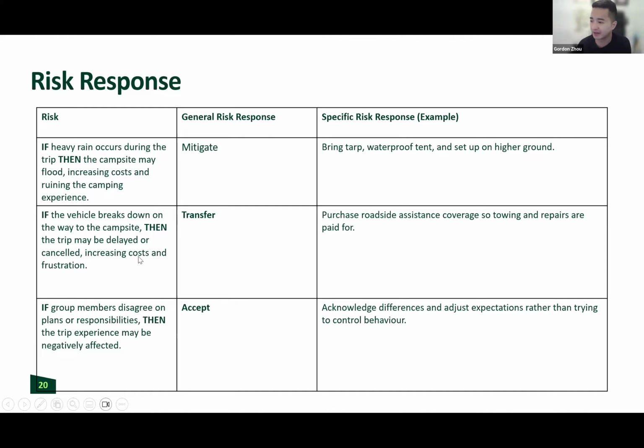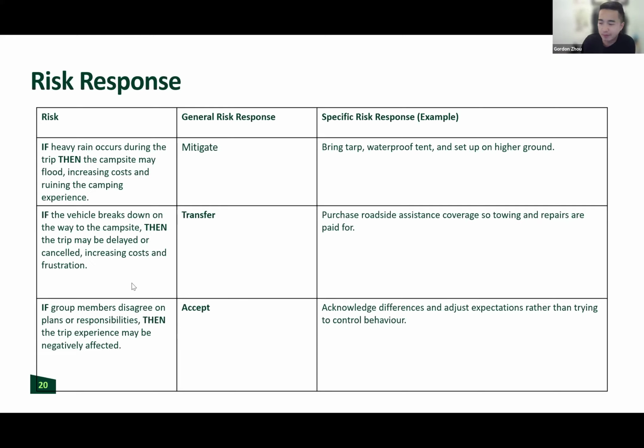The second risk I've identified early on is my vehicle breaking down on the way to the campsite. The impact is that the trip could be delayed. I might not get to my campsite at all, which would increase costs for me. And of course, I'll be super frustrated. So for that risk, I'm going to transfer. I'm going to make sure I buy BCAA before my trip. So if that were to happen, I can have roadside assistance. I can call BCAA up and they can come fix my car and off I go. Or they can pay for towing or whatever else. That's transfer. I'm transferring it to a third party.